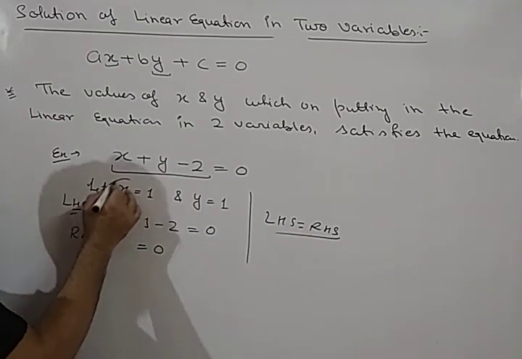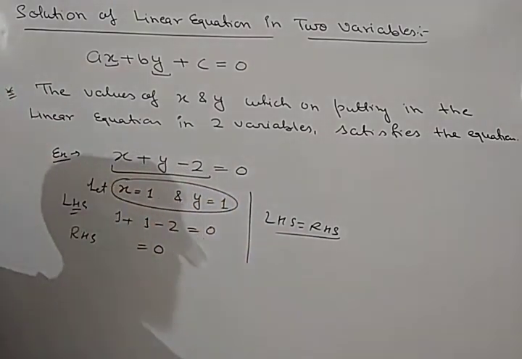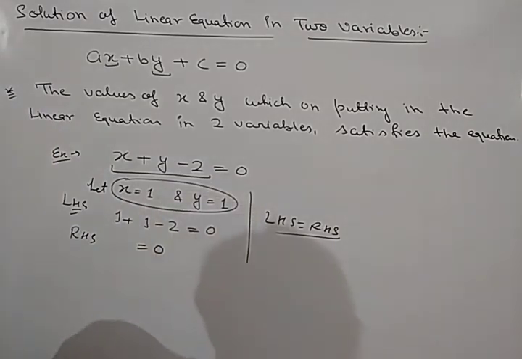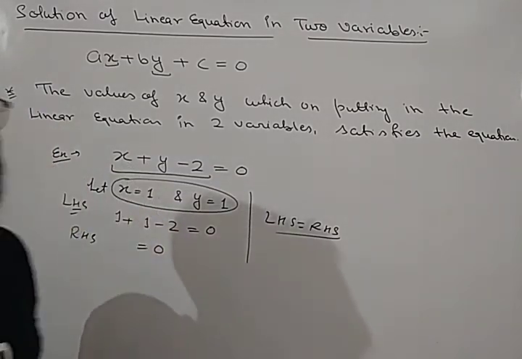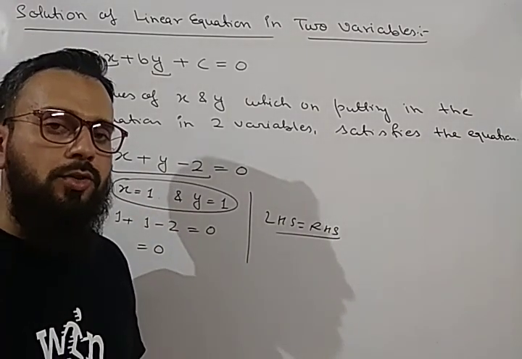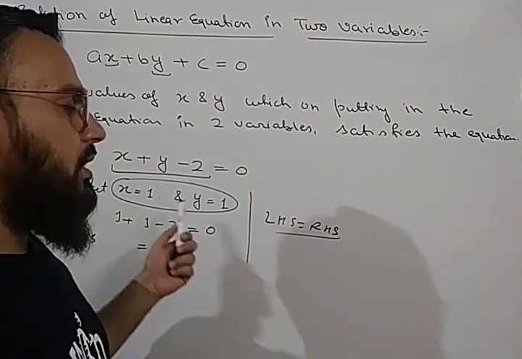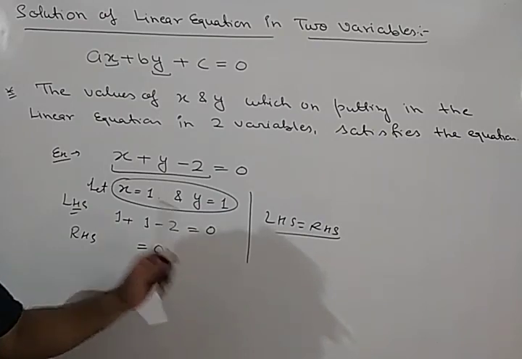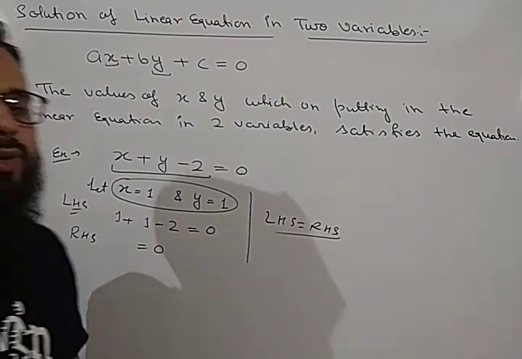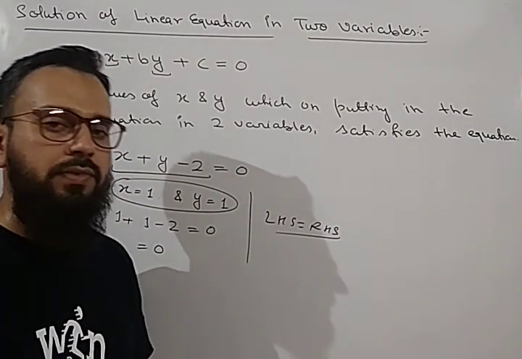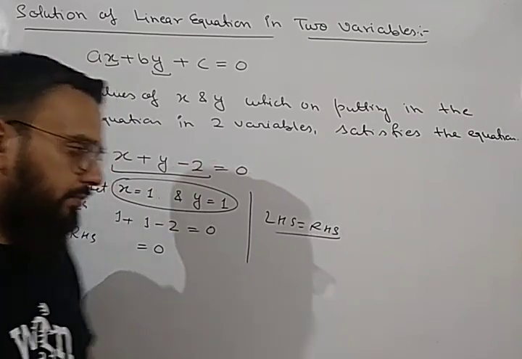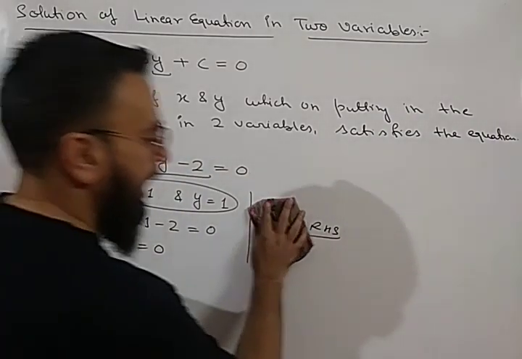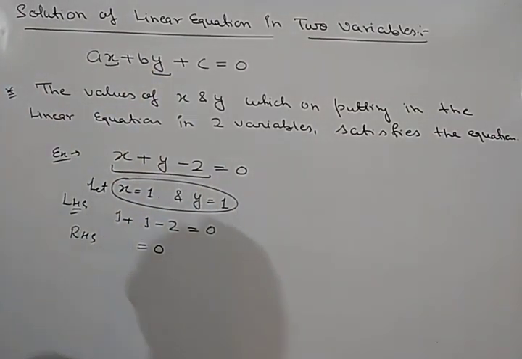It means these values of x and y will be known as a solution of this particular linear equation. So the values of x and y which on putting in the given equation satisfy the equation are known as a solution of the linear equation. Clear? Now, how to find the solution and how many solutions will there be in a linear equation?